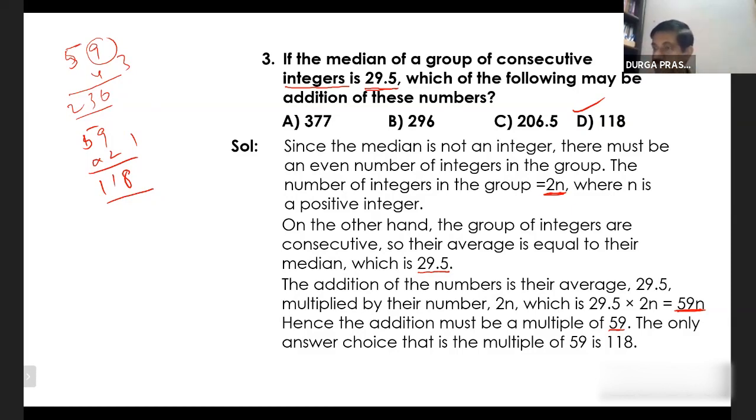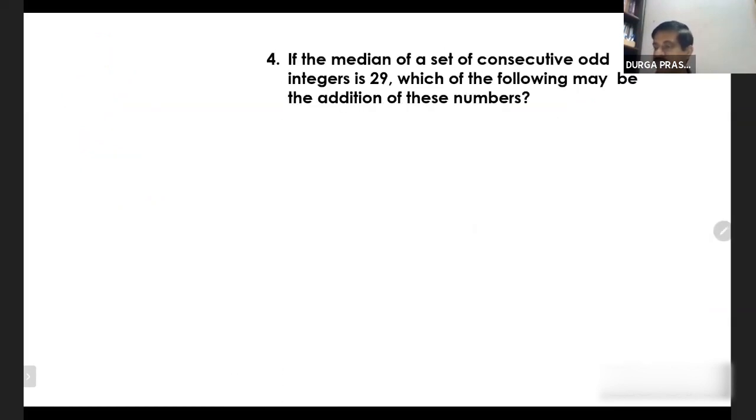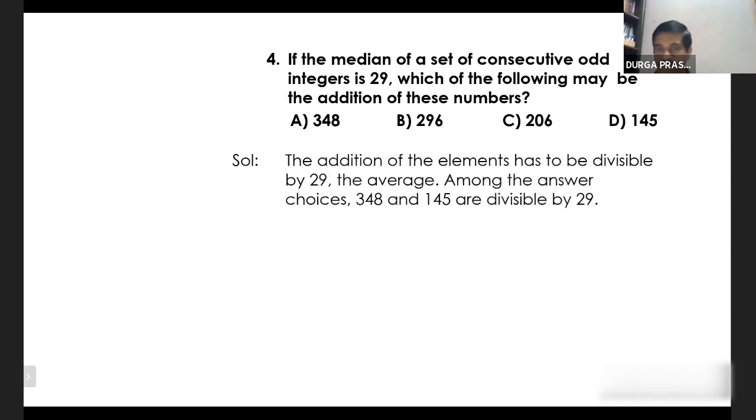Right, children, let us go to the next question. If the median of a set of consecutive odd integers is 29, which of the following may be the sum of these numbers? ABCD options are given. Now again, the sum of the elements has to be divisible by 29, because he has given the median as 29.